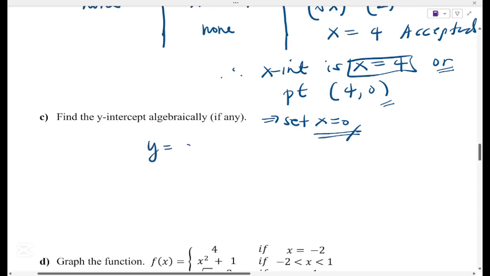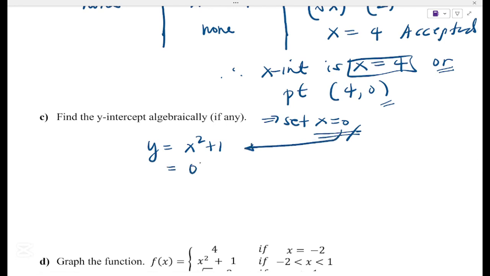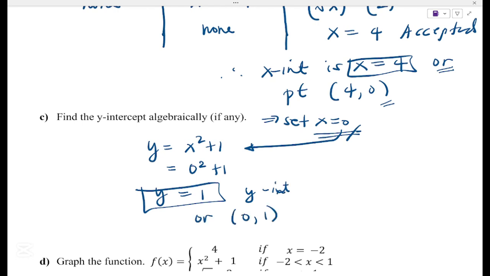y is equal to x squared plus 1. So since we put 0 in x, we have 0 squared plus 1, so y is equal to 1. So this is the y-intercept, or (0, 1). So that's for letter C.